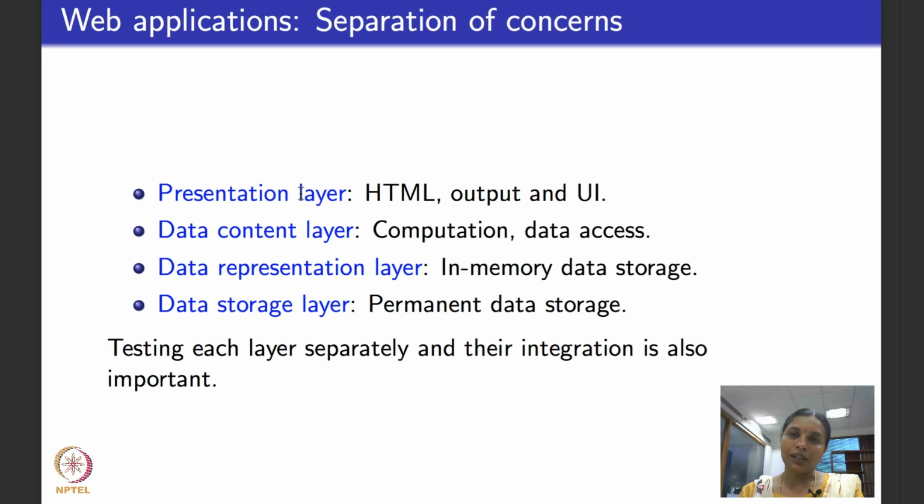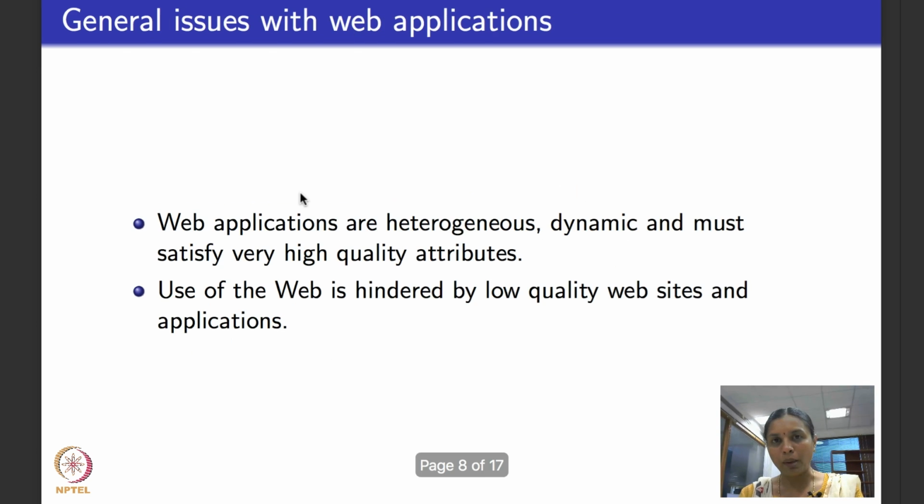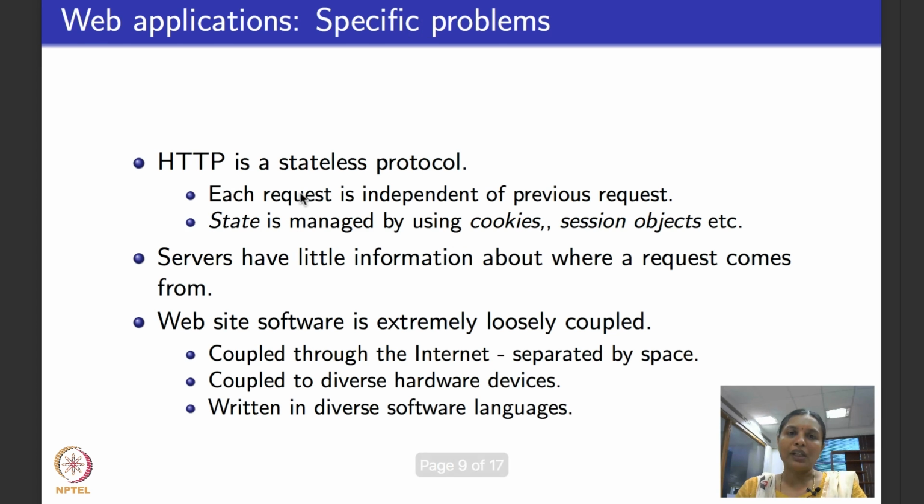Testing each layer separately is important. And what is also important is to do system level testing, where you test for integration across these layers that do separation of concerns in a web application. Here are some generic issues with web applications. They, as I told you, are heterogeneous, dynamic, distributed, and because they are available freely across the internet, the typical expectation is that they must be of very high quality. They can't be slow, they can't have a bug, they have to be reliable, they need to respond very quickly, so the quality expectations from this software are very high. But you might know by experience that there are so many low-quality pieces of software that actually hinder the use of these web applications. Now let's move on and discuss specific issues related to web applications.